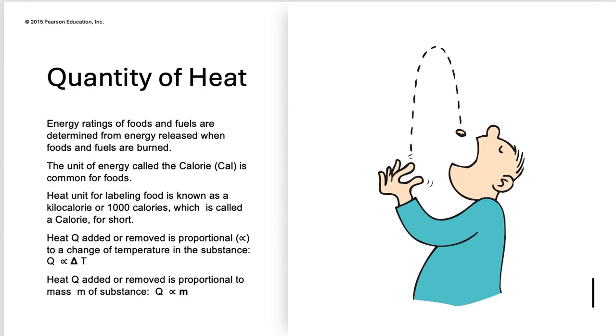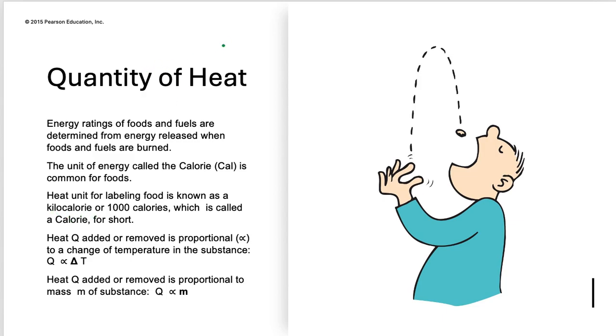Let's look at the quantity of heat. Energy ratings of foods and fuels are determined from energy released when foods and fuels are burned. The unit of energy is called the calorie, or CAL for short, and is commonly used for foods. Heat unit for labeling food is known as a kilocalorie, or 1,000 calories, which is erroneously also called calorie for short. So even though you look on a package and it says calories, you're actually reading kilocalories.